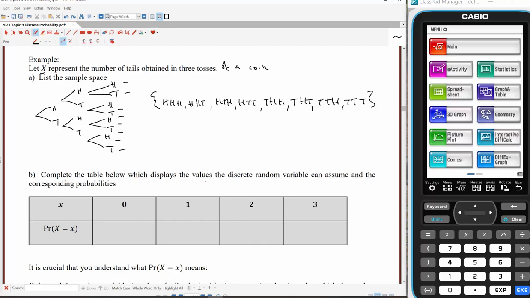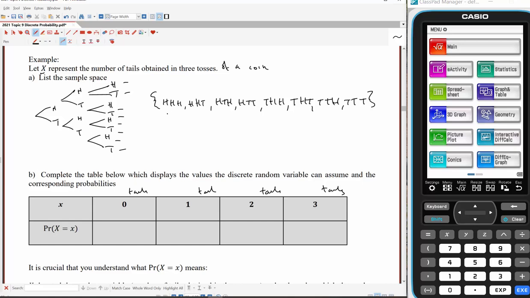Right, complete the table below, which displays the values the discrete random variable can assume and the corresponding probabilities. So we've already got the possible values X can be. Now let's remember what capital X is. X is the random variable. The number represents the number of tails obtained in 3 tosses. We could get 0 tails, we could get 1 tail, we can get 2 tails, or we could get 3 tails. You don't need to write them in, but that's just to remind me what X actually represents. It's the random variable, it can be 0, 1, 2, or 3.